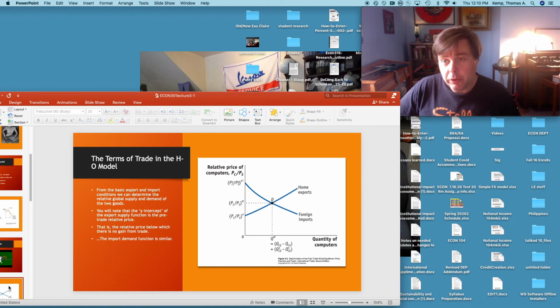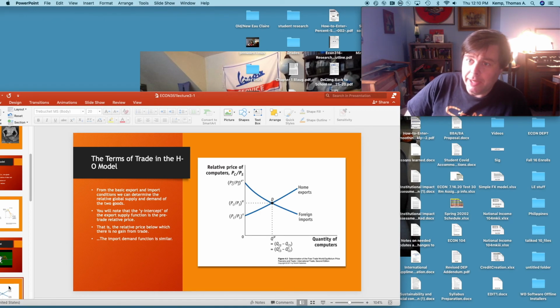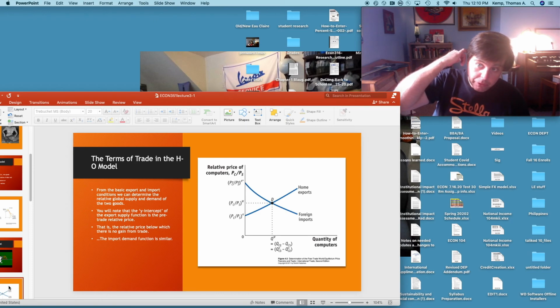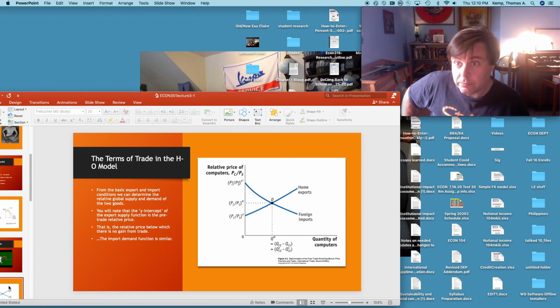So if we were to draw out relative supply and relative demand for these two goods, computers and shoes, excuse me. Actually, it looks like we just did computers on here. That's fine because one implies the other, but let's just work through this. Okay, so this can be a little tricky to read.